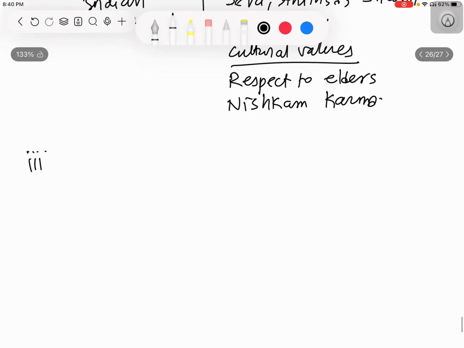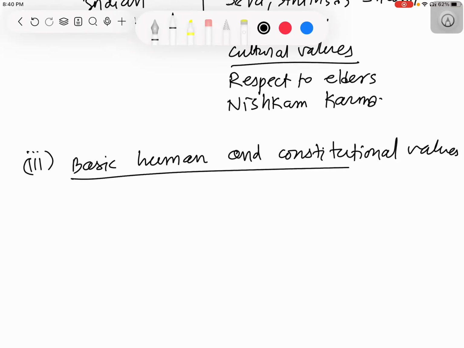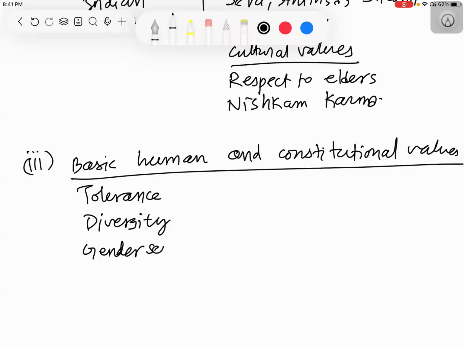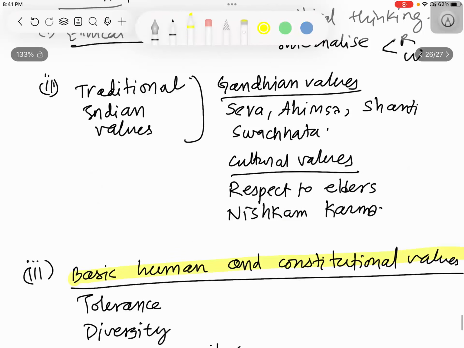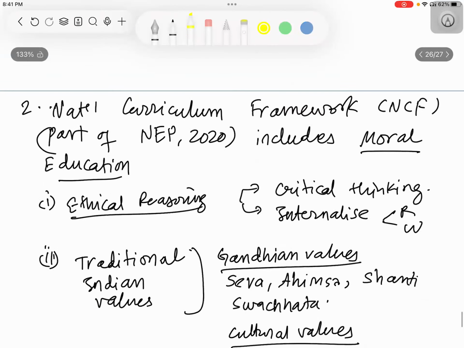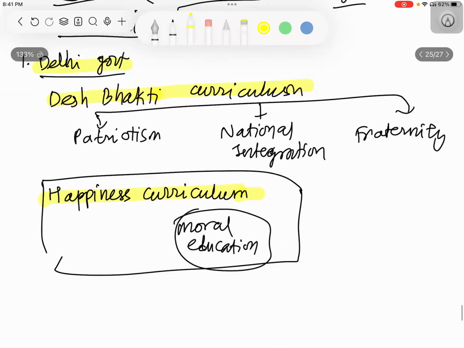Apart from that, there are also many basic human and constitutional values. Which basic human and constitutional values? Tolerance, diversity, gender sensitivity. So all of these they are saying that we are going to implement in our children. Sorry, we are going to teach our children. So these three, national curriculum framework, moral education plus Delhi government initiative, all of these will work as value addition.